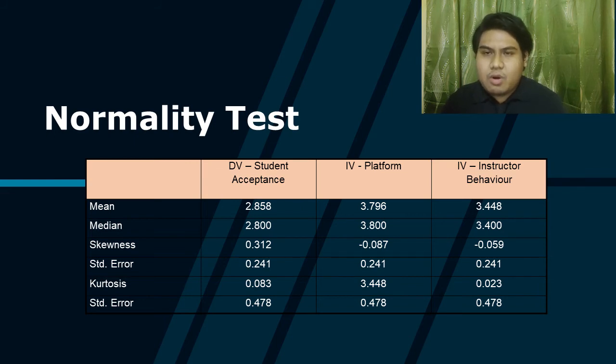Furthermore, the skewness and the kurtosis for student's acceptance: skewness is 0.312, meanwhile the kurtosis is 0.083. For the type of online platform used, skewness is negative 0.087, meanwhile the kurtosis is negative 0.059, and for instructor behavior, skewness is negative 0.059, meanwhile the kurtosis is 0.023. The results are similar, therefore the sample is considered normal.